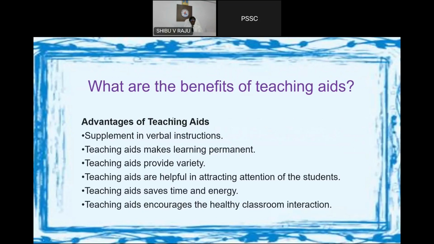So what are the benefits of teaching aids? We are talking about teaching aids. What are the benefits? First thing, a supplement to verbal instruction. It's supplementary for verbal instruction. Teaching aids make learning permanent.